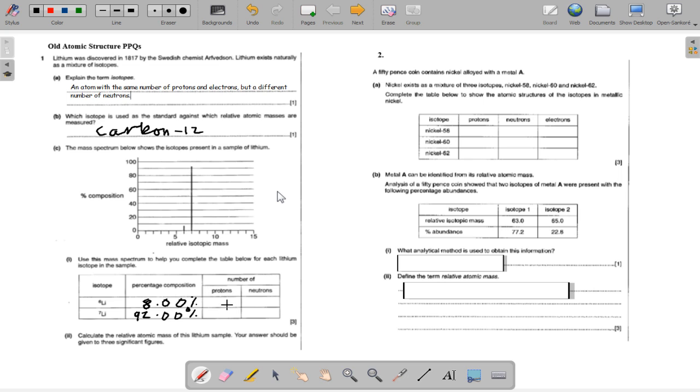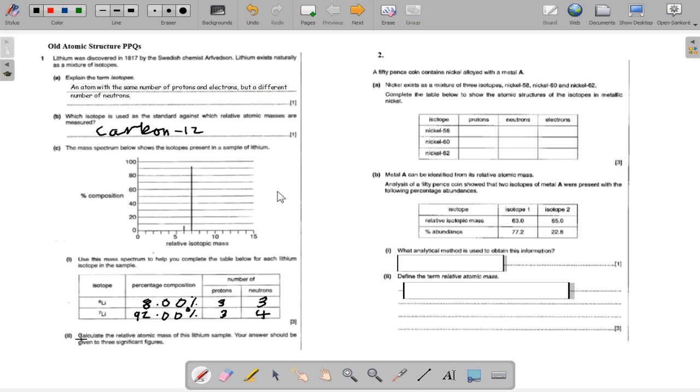So, number of protons for lithium. Look at the periodic table for the number of protons for lithium, as it's not going to change for any other isotope of lithium. So both of these are 3 protons, and the number of neutrons for lithium 6 is 3, and the number of neutrons for lithium 7, which is the standard one, is 4. So you get a mark for each column of the table correct. So you need to get 8% and 92%, both of them for 1 mark, and both of these for the other 2 marks.